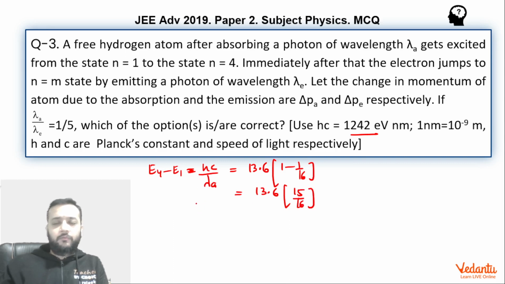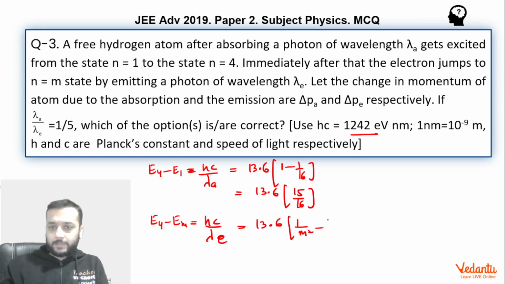Now when it releases the photon, it goes to the state n equals m. And the photon that is emitted has wavelength lambda e. So we can say that E4 minus Em is equal to hc upon lambda e, and this will become 13.6 into 1 by m square minus 1 by 4 square, which is 16.